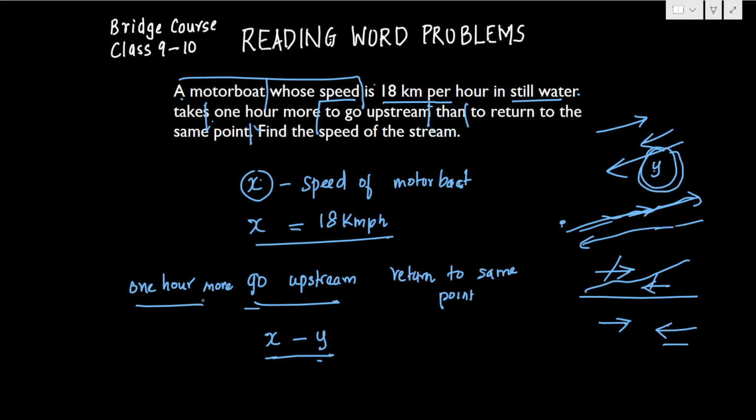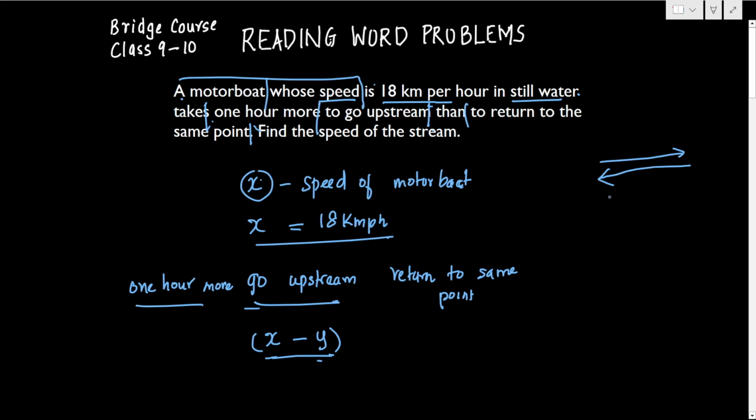So it takes 1 hour more to go upstream. This is the speed. And it takes 1 hour more to go upstream than to return to the same point. Let us say the distance is d. The motorboat is going upstream, and it's coming downstream.